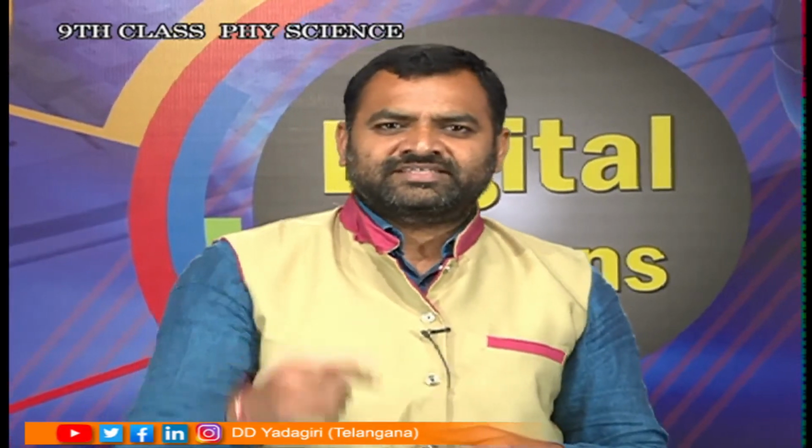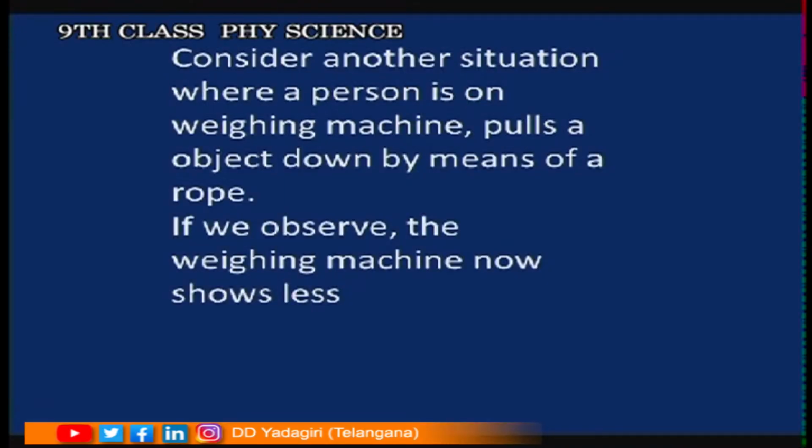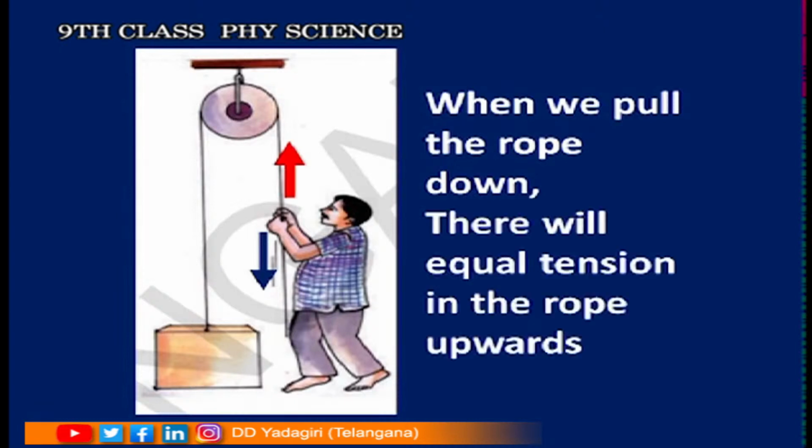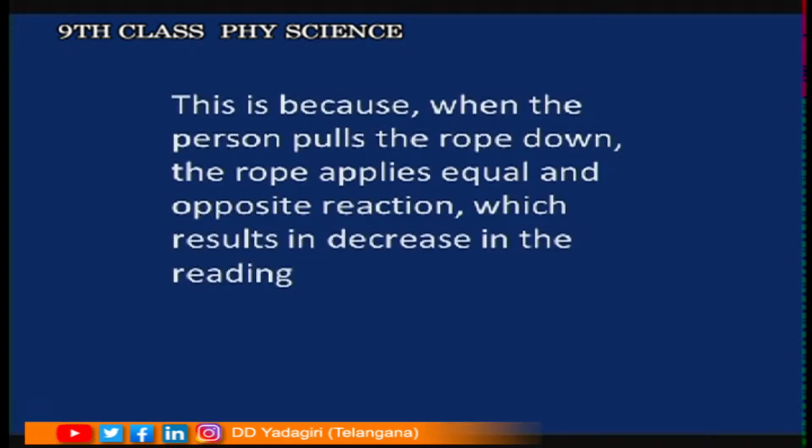We can see another example. Consider a situation where a person is on a weighing machine. He pulls an object down by means of a rope. If we observe, the weighing machine now shows less reading. This is because the person is applying a force downwards on the rope, and the rope applies force on the person upwards, and thereby his weight on the weighing machine is recorded less. This is because when the person pulls the rope down, the rope applies equal and opposite reaction, which results in the decrease in the reading.